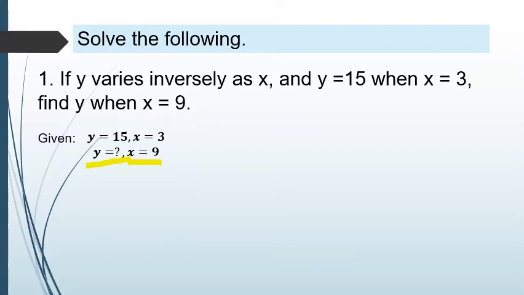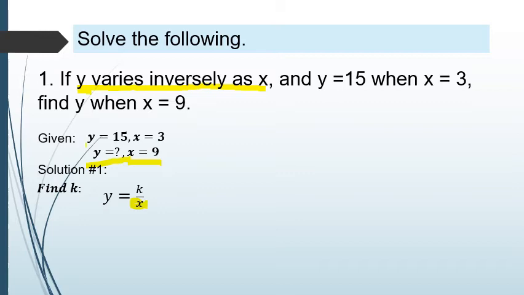Meron tayong dalawang way para ma-solve ang problem na to. So, ang una ay ang paghahanap ng value ng k or ng constant. So, para makuha natin ang value ng constant, pwede na i-translate or isulat natin into mathematical equation ang statement na y varies inversely as x. Paano natin yan isusulat? Magkakaroon tayo ng y is equal to k over x. So, yung x magiging denominator ng k dahil sa word na varies inversely.